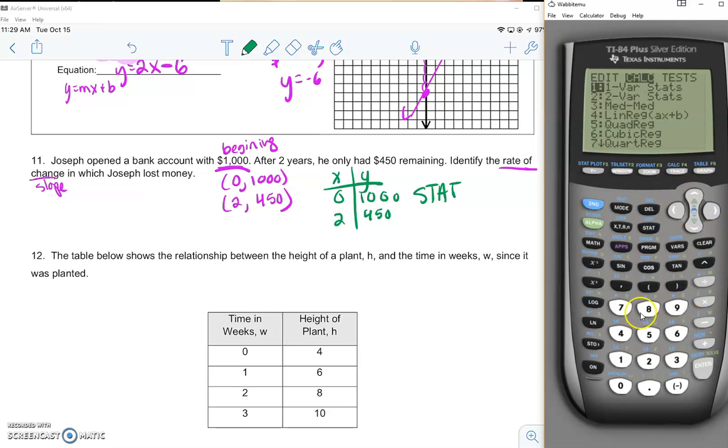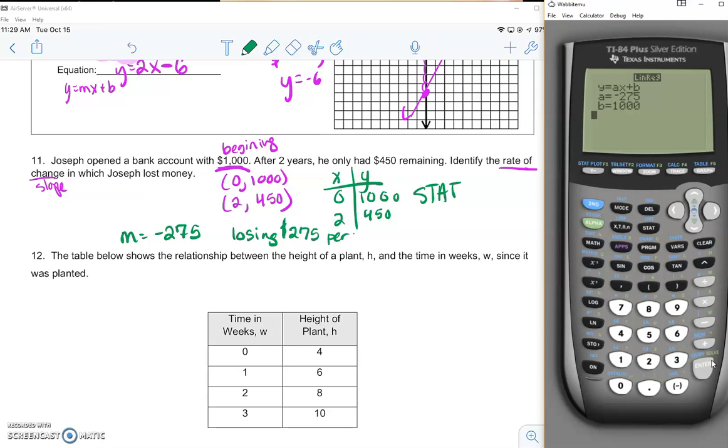Stat calc 4, and I get the slope. Remember, in my calculator the slope is a, which is negative 275. This is a word problem, so we could say that he is losing $275 per year.